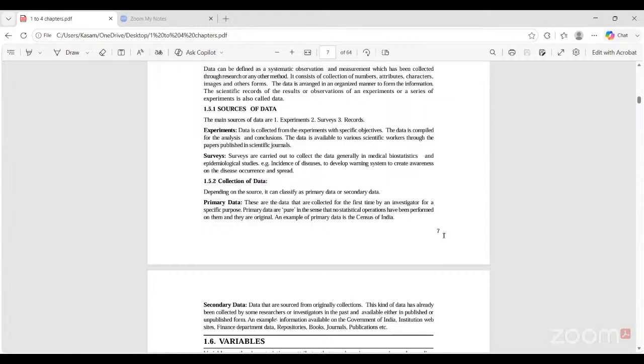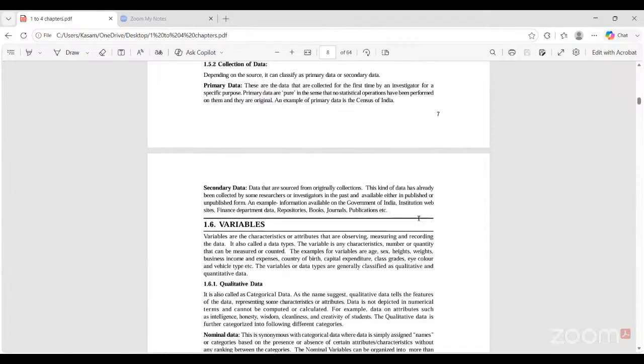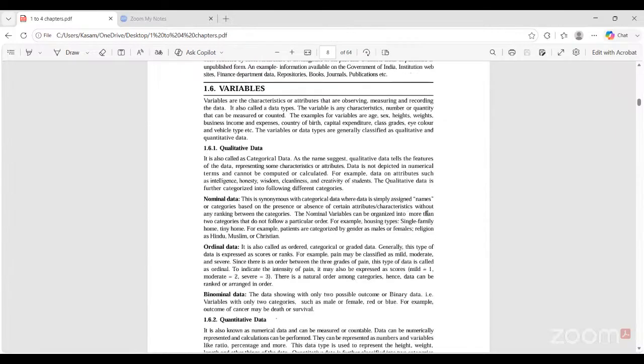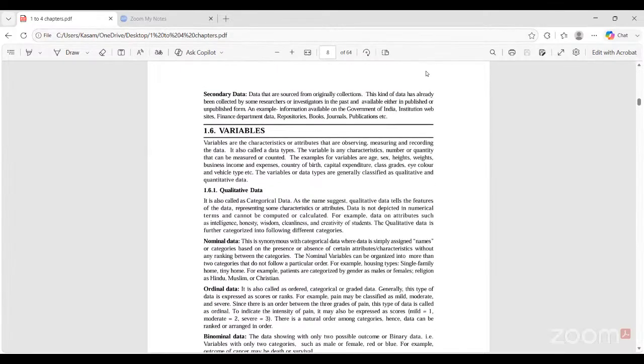Secondary data are those sourced from original collections. This kind of data has already been collected by some researchers in the past, available either published or unpublished, in government of India institution websites, finance department, repositories, books, journals, publications, theses. Correct? Yes, sir. Are you understanding, all of you? Yes, sir, understood.